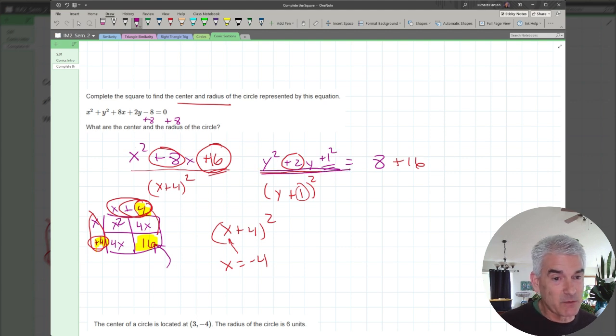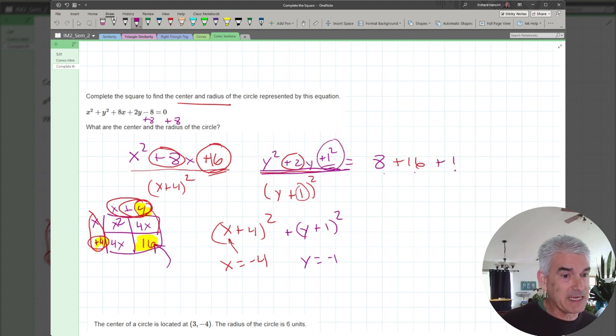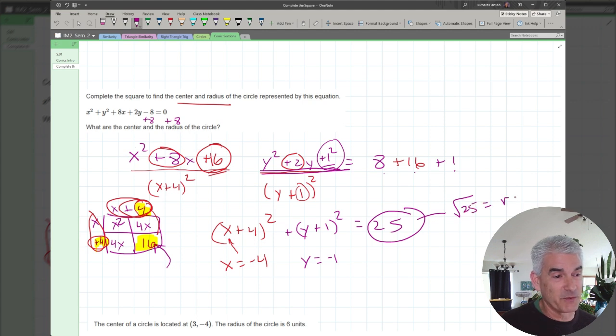Now this is equal to y plus 1 squared. So my equation, I now know where the center is. I know the y coordinate is y equals -1. And I added 1 here. I have to add 1 here. So now what's 8 plus 16 plus 9? It happens to be 25. So I know the radius too. The radius is the square root of this. Square root of 25 happens to be a nice number. The radius is 5.